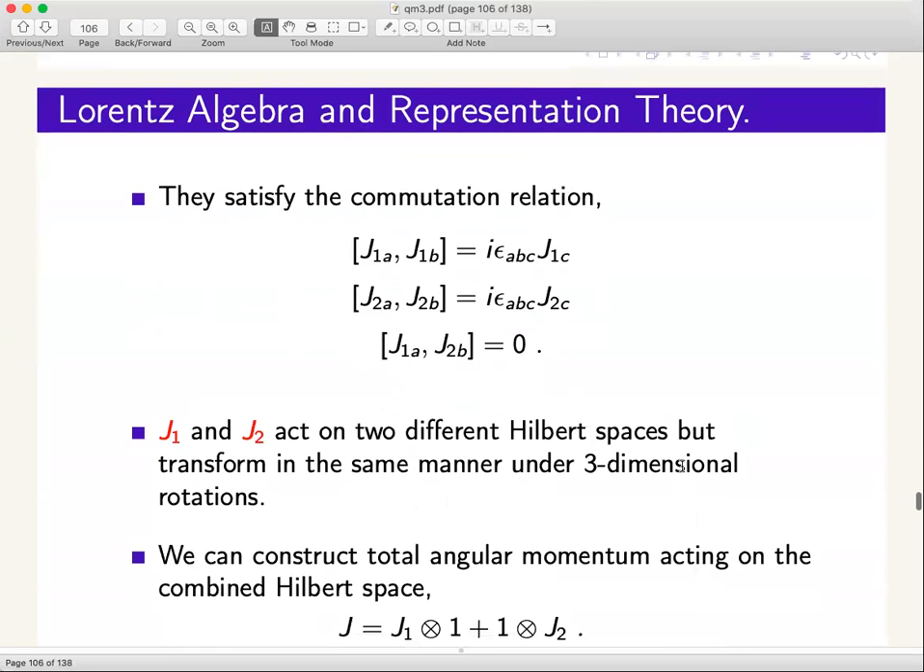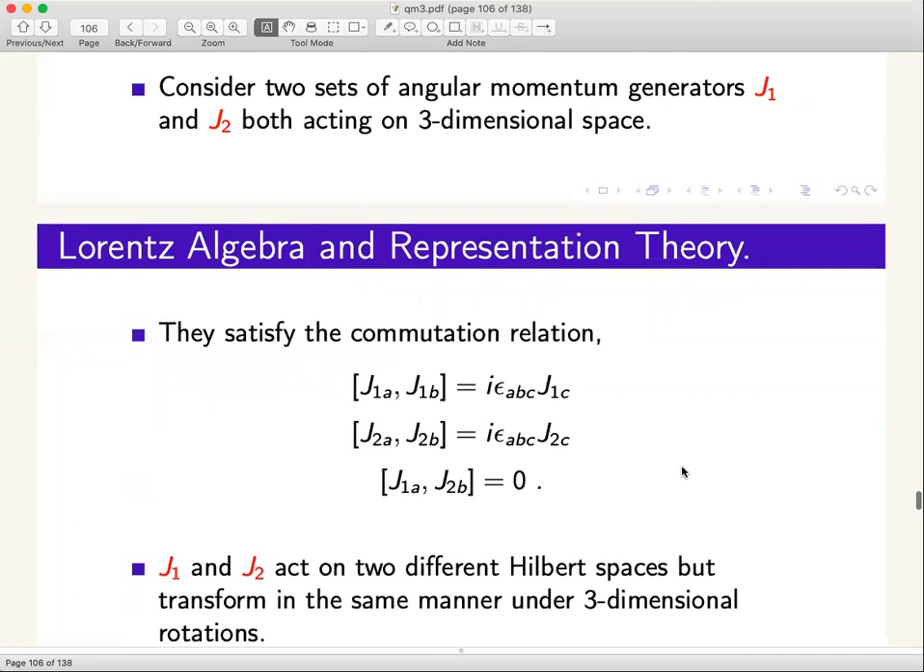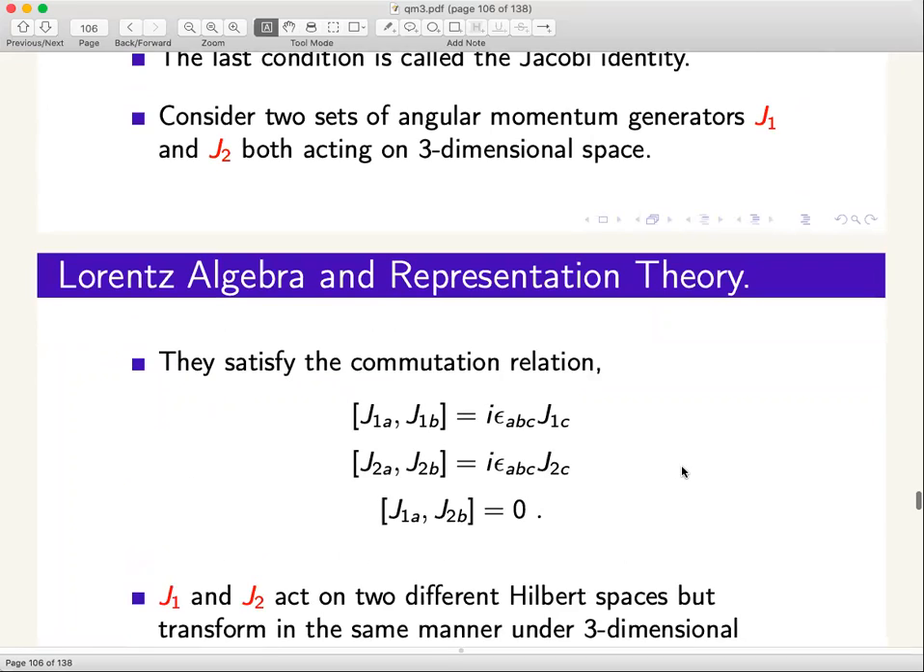So I am looking at two angular momentum generators. Angular momentum algebra is generated by J1, which is J1x, J1y, J1z, and J2, which is J2x, J2y, J2z, and they satisfy these commutation relations. This is something we know. If you think of this as L and this as S, you would see the same relation, and they commute with each other.